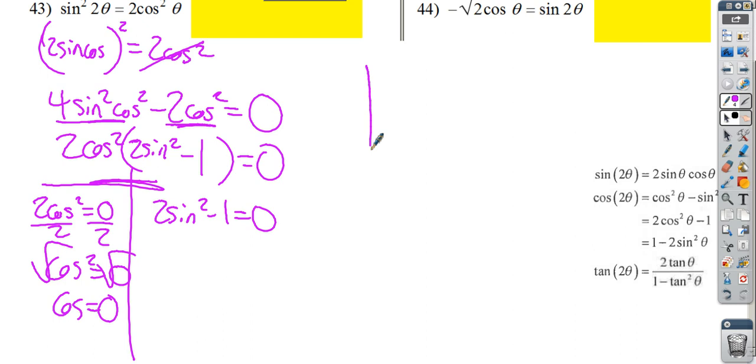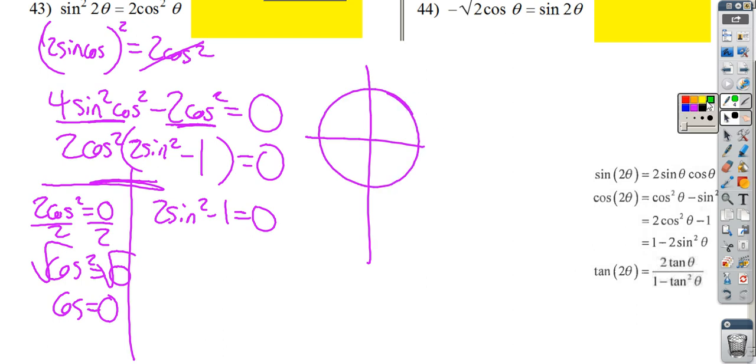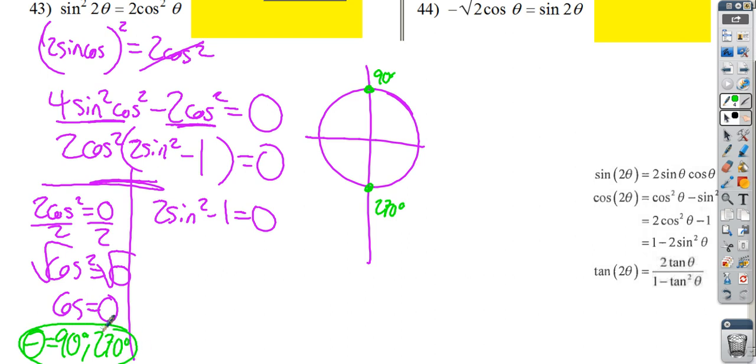And where does that happen? Well, here's the unit circle. Cosine is the x-coordinate, and the x-coordinate equals 0 right here at 90 and right here at 270. So that means for this our two solutions will be theta equals 90 and theta equals 270. Those are two solutions coming from there.